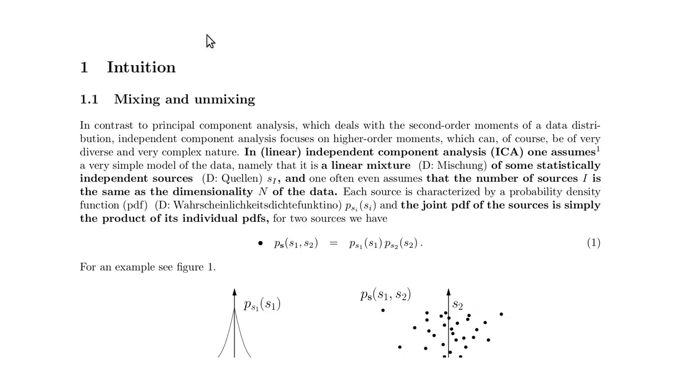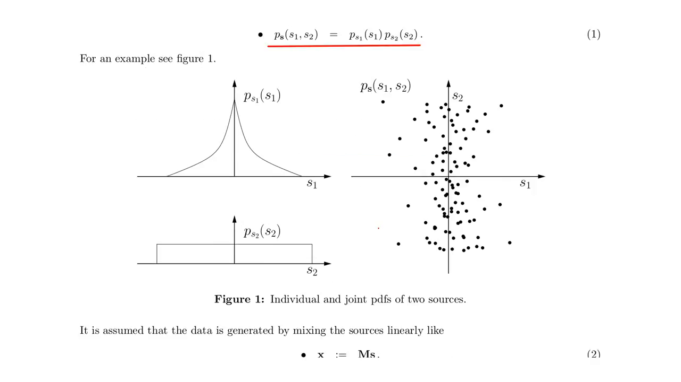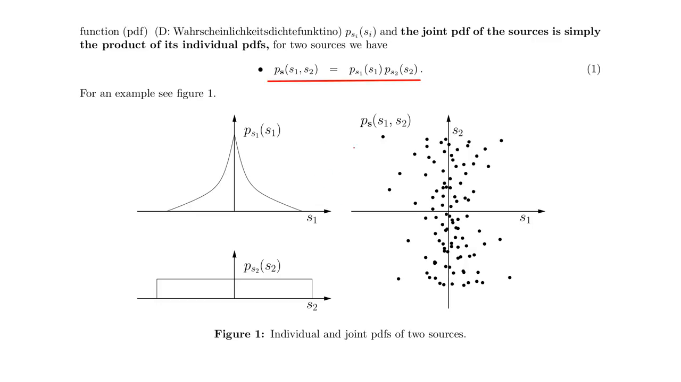From Bayesian theory, we know that this is one way to formulate what statistical independence means. S1 is one variable, S2 is another variable. P of S is a joint probability distribution of these two variables. S1 is a scalar, S2 is also a scalar, but we have a lot of points. Each point here is a combination of S1 and S2 and can be plotted in such a graph.